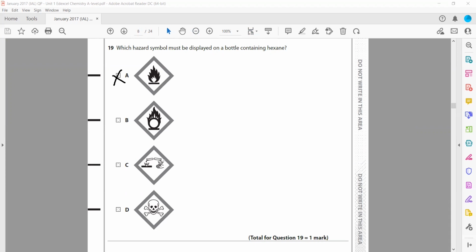This is a symbol used for acids, because acids, and this is a symbol for a chemical which is poisonous, like CFCs, chlorofluorocarbons, or benzene.